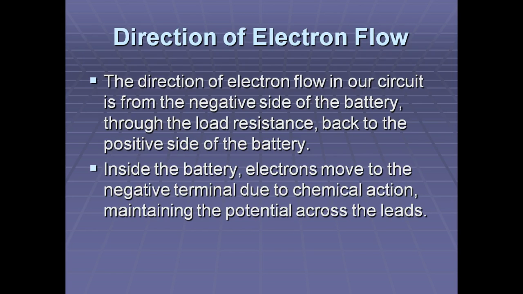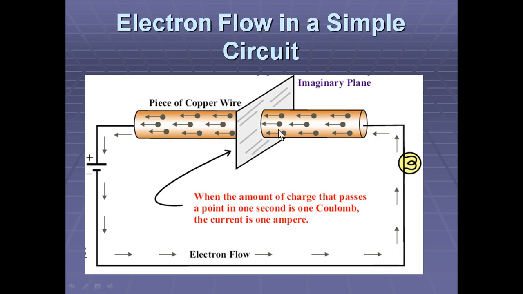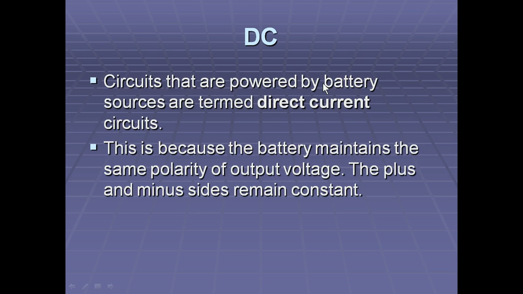And the direction of electron flow is from the negative side of the battery through the load resistance back to the positive side of the battery. So inside the battery, electrons move to the negative terminal due to the chemical action, maintaining the potential across the leads. So this is electron flow in the simple circuit.